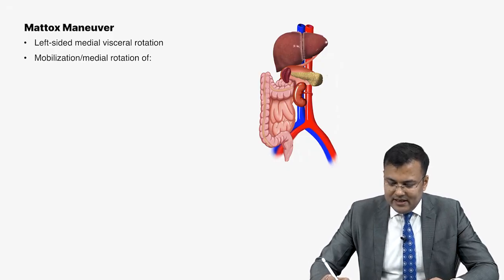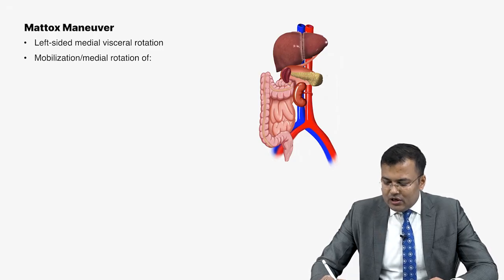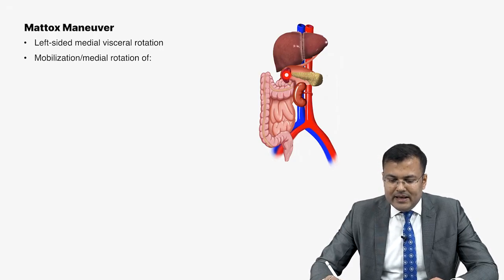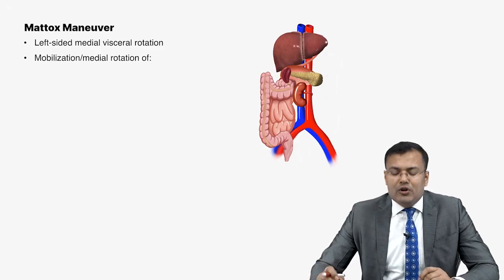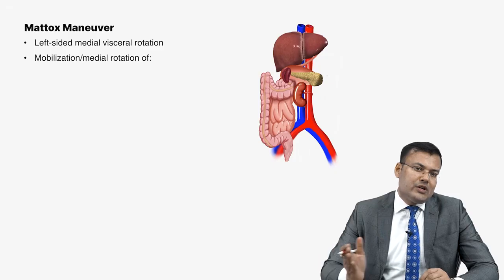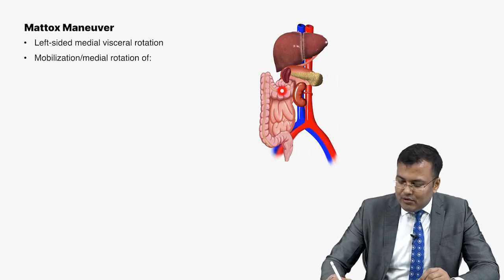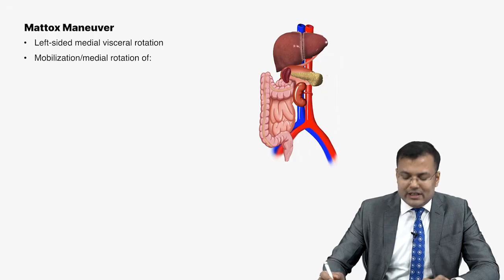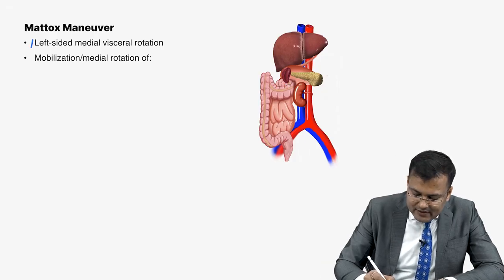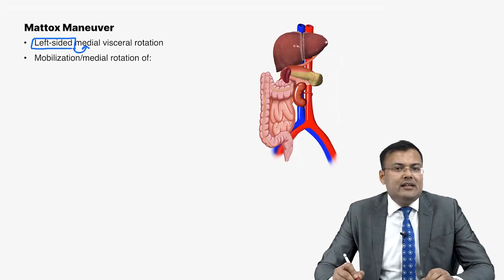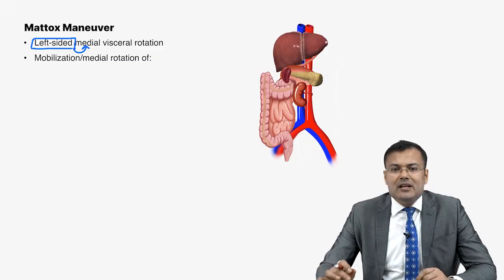You can see the left kidney, you can see the left colon. Not only that, you can see the pancreas and spleen. So left kidney, left colon, pancreas and spleen, these are rotated medially and brought close to the midline. That's why it is called left-sided viscera medially rotated. It is known as left-sided medial visceral rotation.